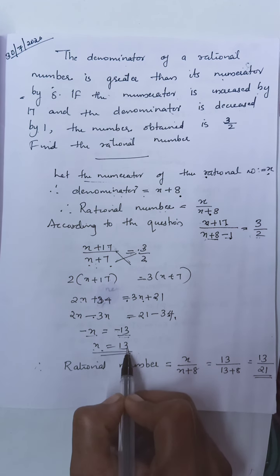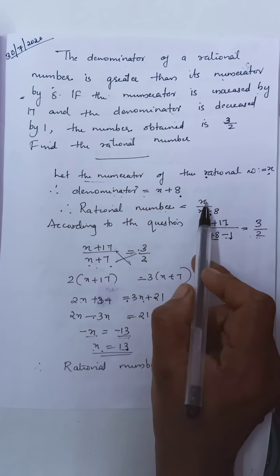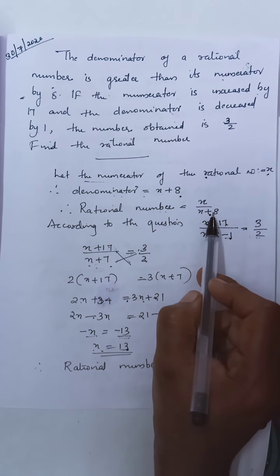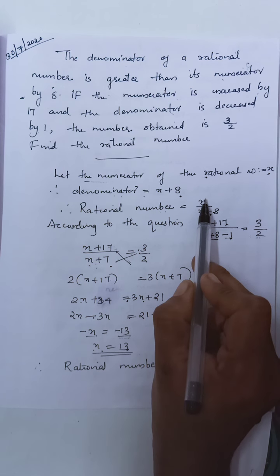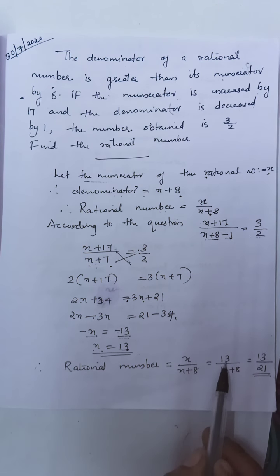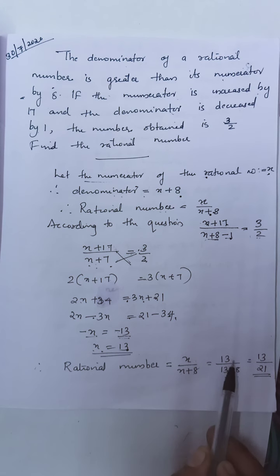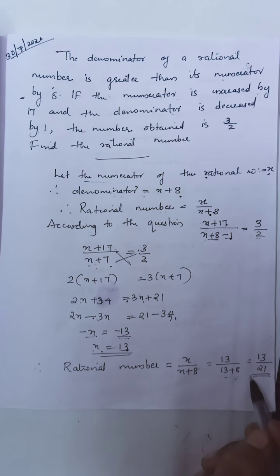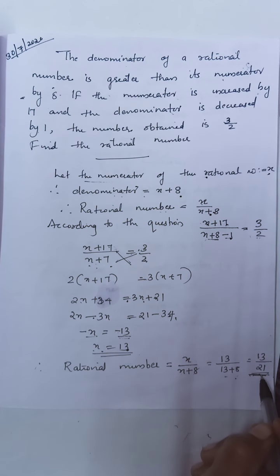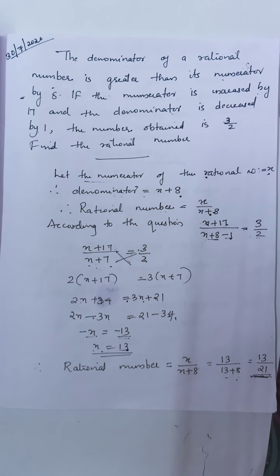In this way we find out the value of x, and our rational number we consider it as x by x plus 8. So finally you put the value of x here. 13 by 13 plus 8. x by x plus 8 becomes 13 by 13 plus 8, which is equal to 13 by 21. This is our answer. This is our rational number.